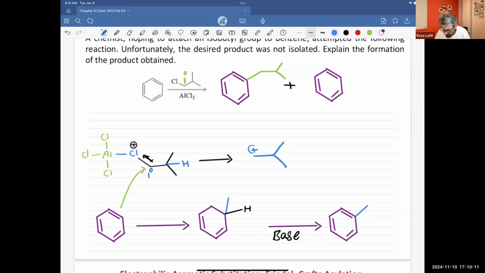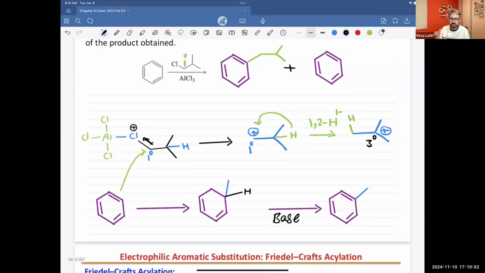So we got a carbocation that is a primary carbocation. But if you look at the neighbor carbon, it has a hydrogen there. We can have a 1,2 hydride shift. If this happens, if this hydrogen moves here, we will get such a carbocation. So the hydrogen now will be here, and that carbocation is now going to turn into a tertiary carbocation. A tertiary carbocation is more stable than the primary, and that one can be the right electrophile to attack the ring.